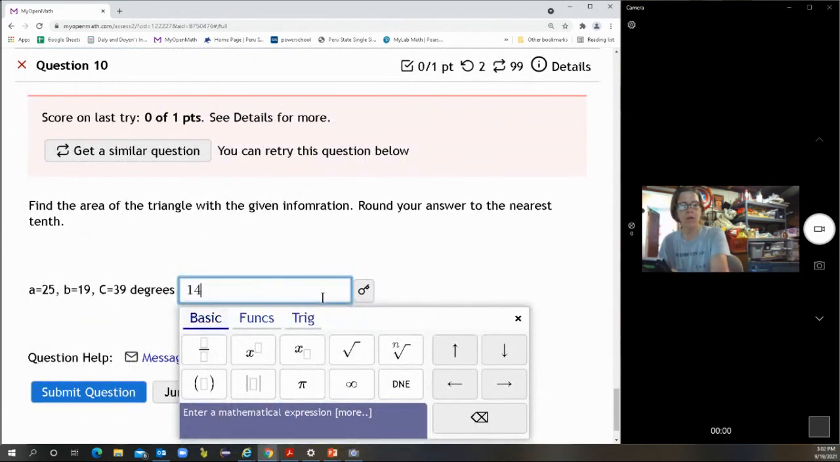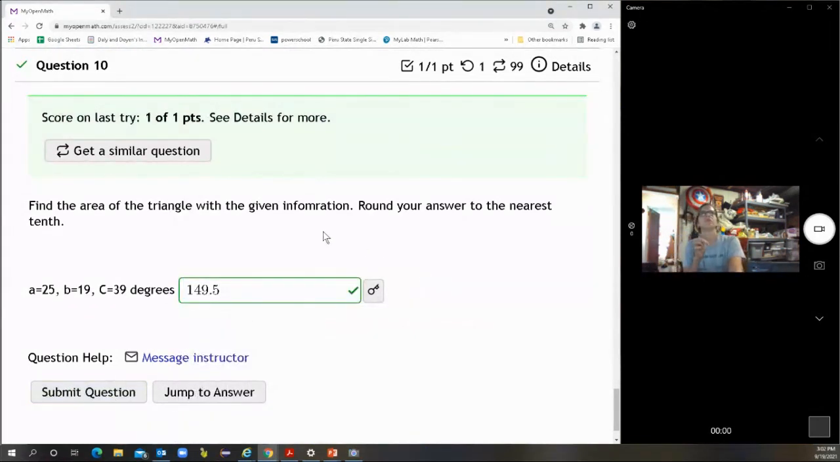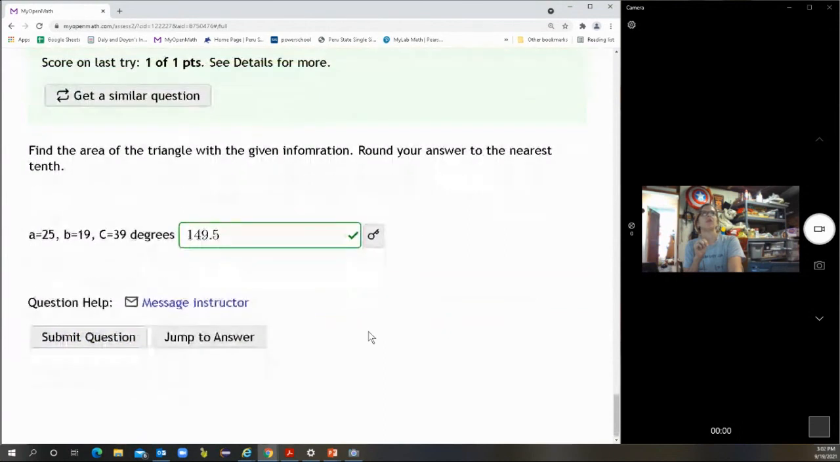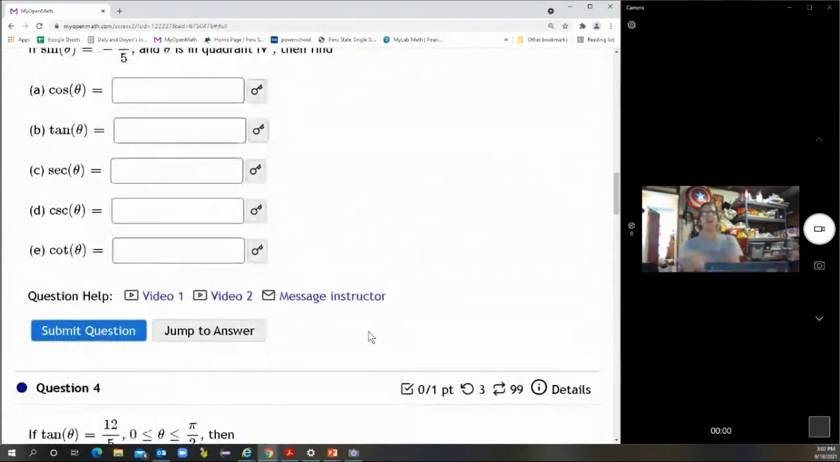So actually in the calculator, this is 149 point. Oh, it does say round, doesn't it? To the nearest tenth. So that would be a 5, actually. I just noticed information is spelled wrong. So anyway, there is your 3.3 homework in a nutshell, and that's it.